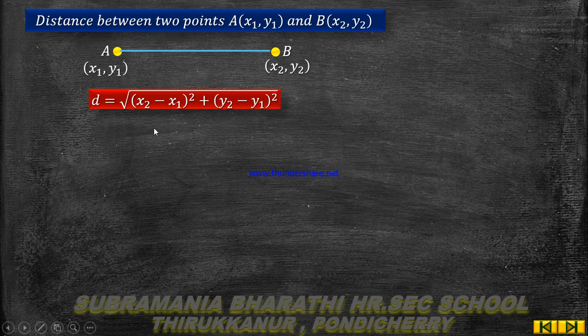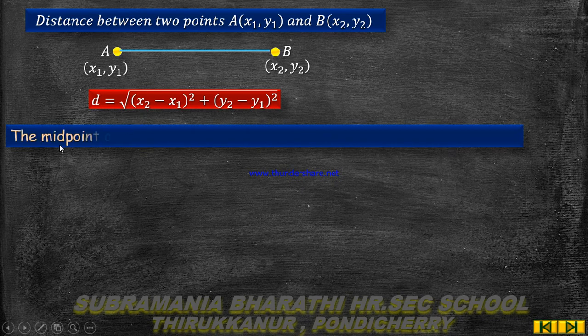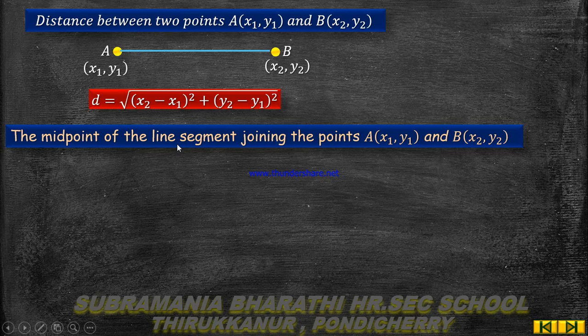Now we are going to see more formulas, because we are going to use the following formulas in the chapters. Second, the midpoint of the line segment joining the points. Midpoint of the line segment joining 2 points A of x1, y1 and B of x2, y2.